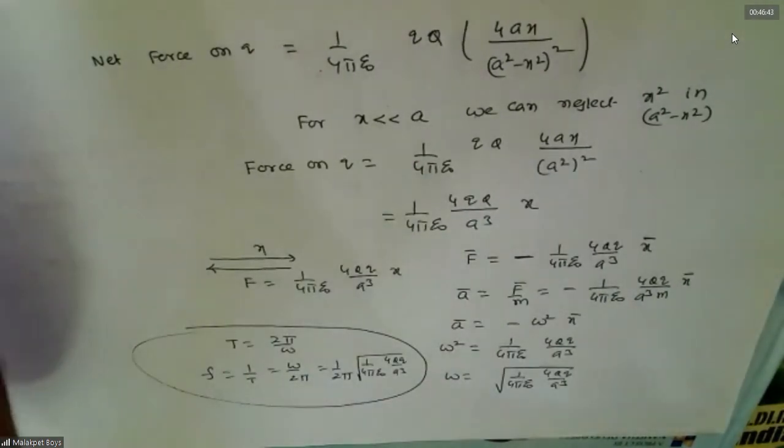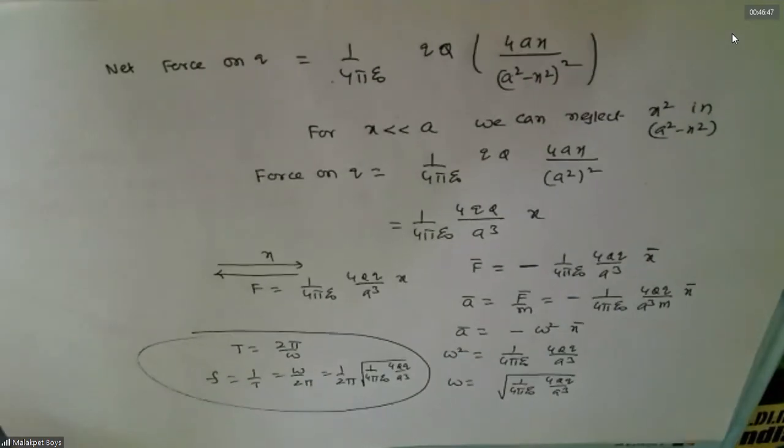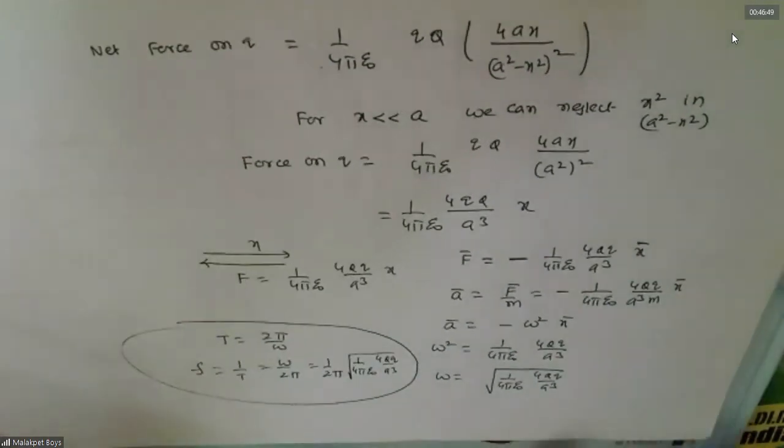Understood this? In all SHM problems, you'll first find the equilibrium position. After that, displace it. Then find the net force in the displaced position. If that net force is opposite to the displacement, there is a chance of oscillation. So find the net force and try to use your mathematics and reduce it to the form force is proportional to displacement. After that, you can get the time period.